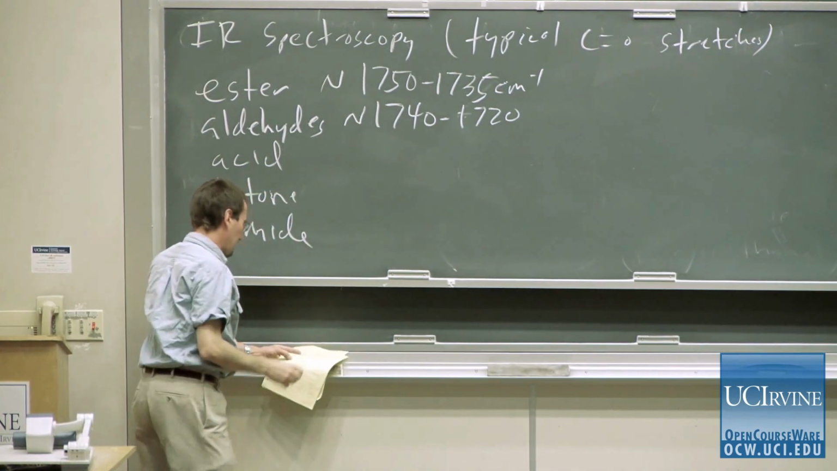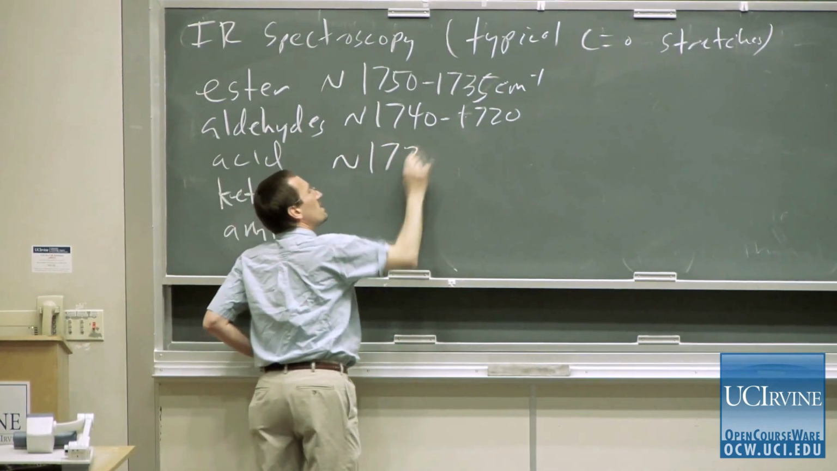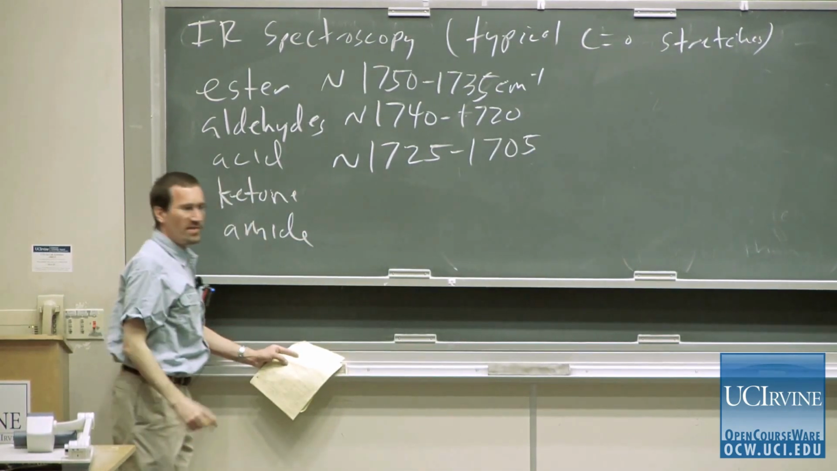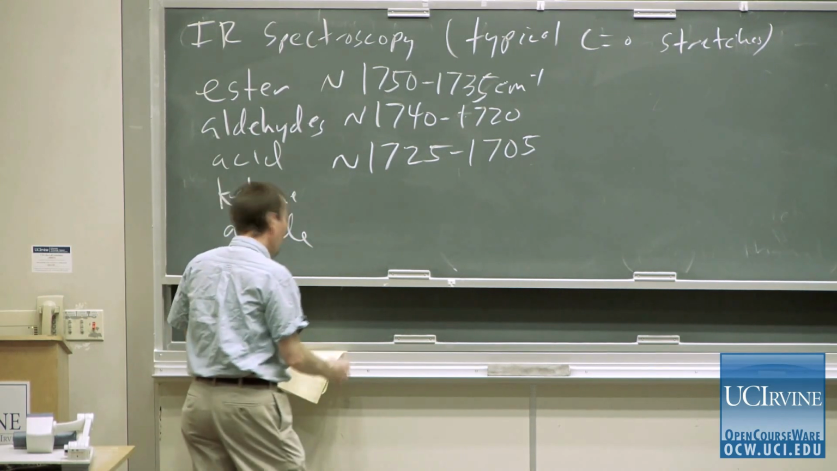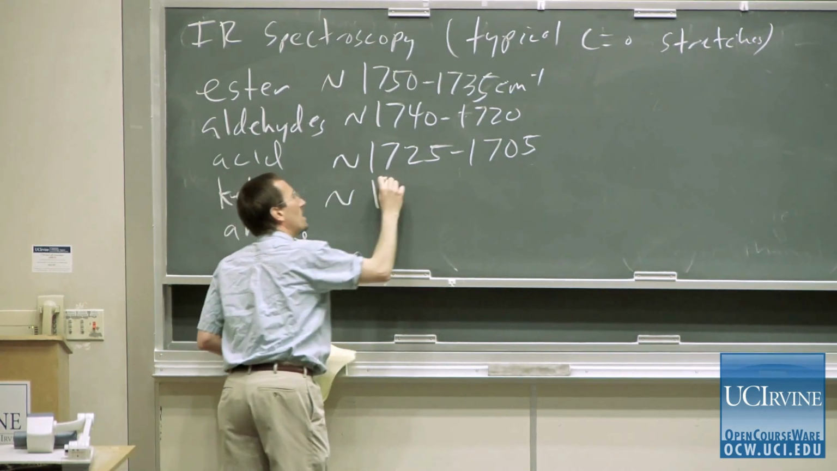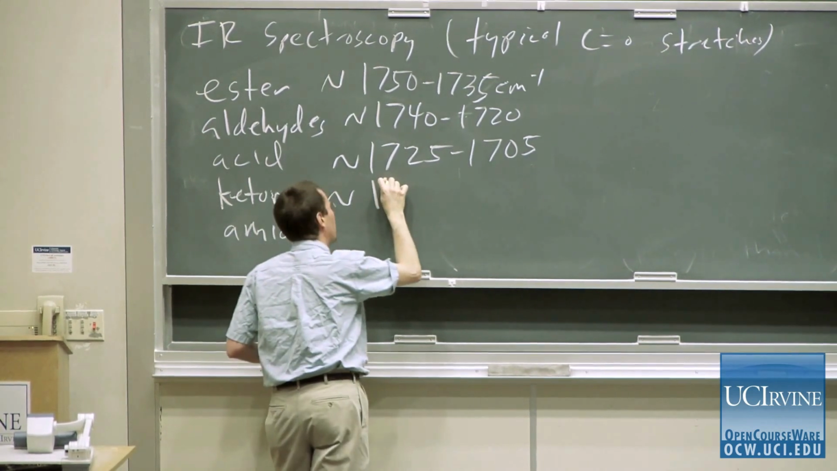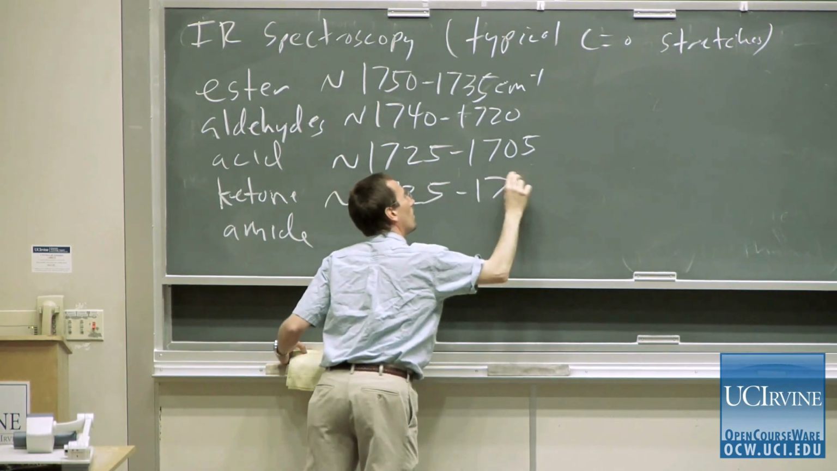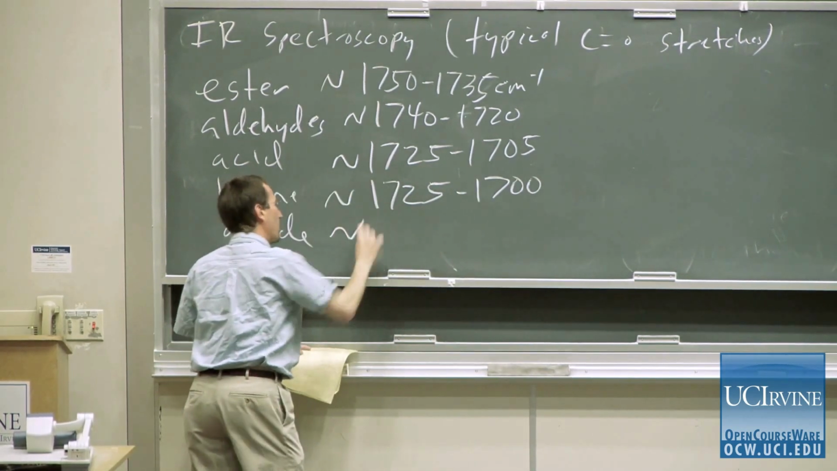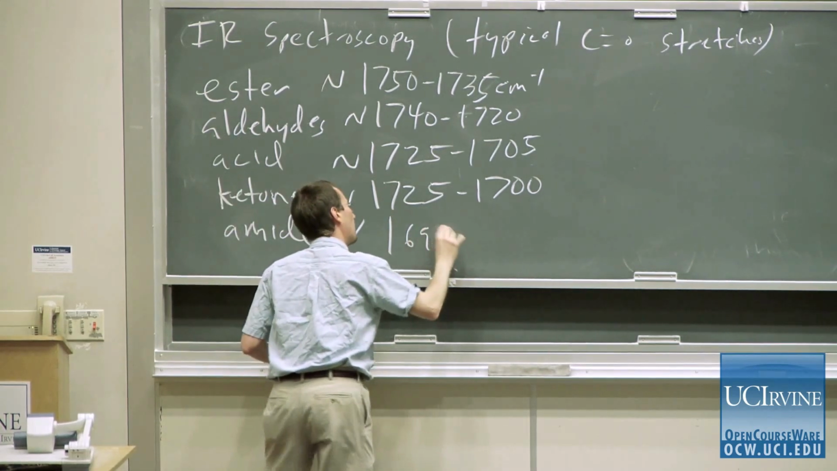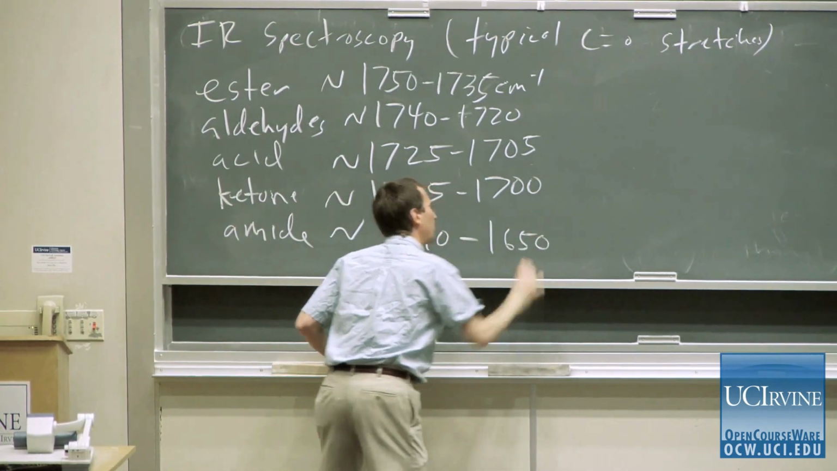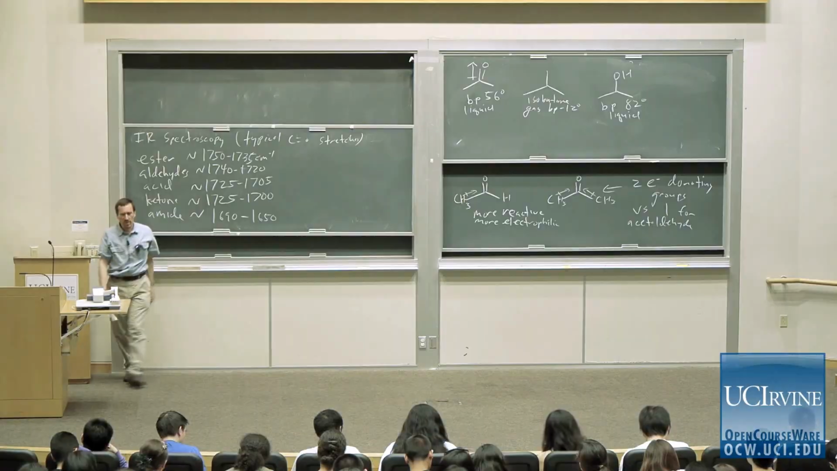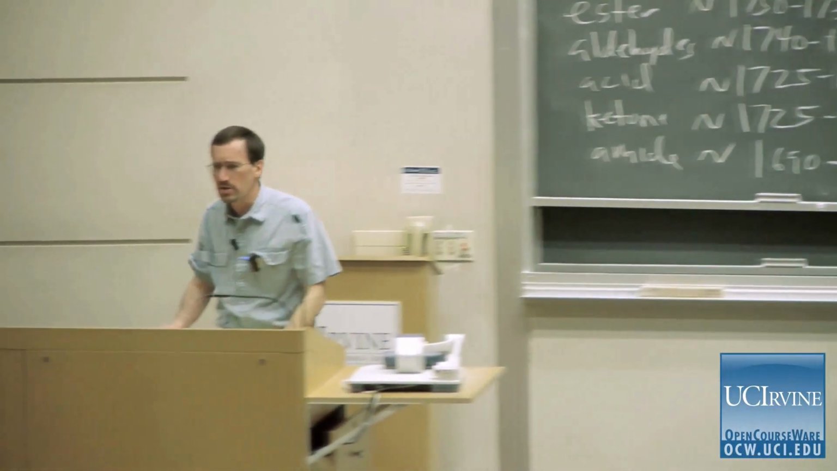A typical carboxylic acid is about 1725 to 1705 wave numbers. A typical ketone is about 1725 to 1700. And a typical amide is about 1690 to 1650. So outside of amides, all of these sort of end up in overlapping ranges. And as I said, these are kind of general values.